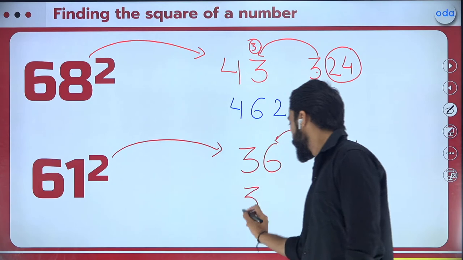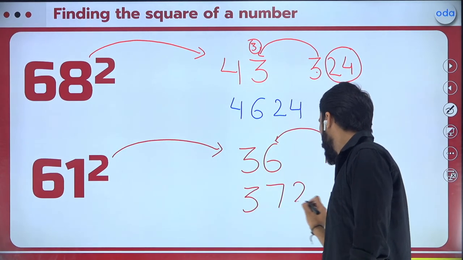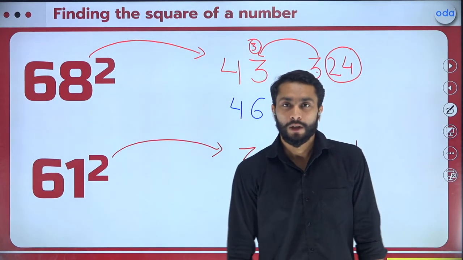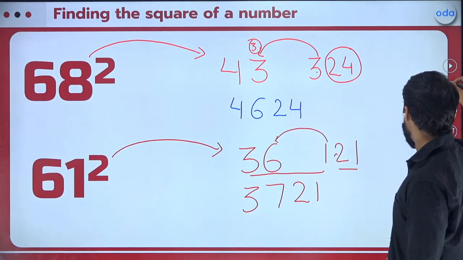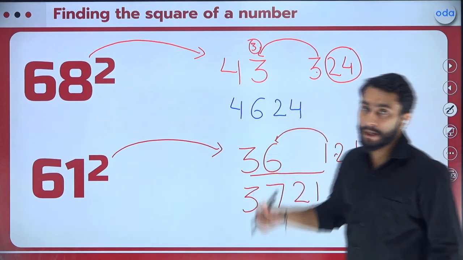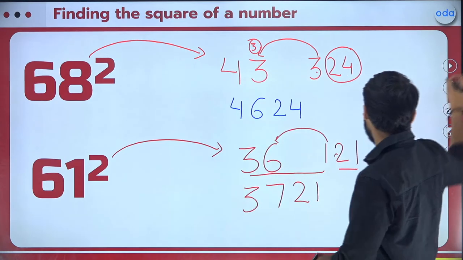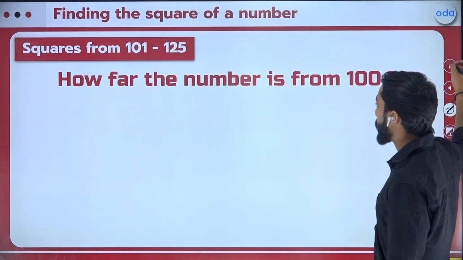That means the answer is 3721. Is that clear? 3721. All right. Moving ahead. Now, students, I hope everyone is comfortable to find the perfect squares till 99. Let's move ahead to the second part of today's topic.